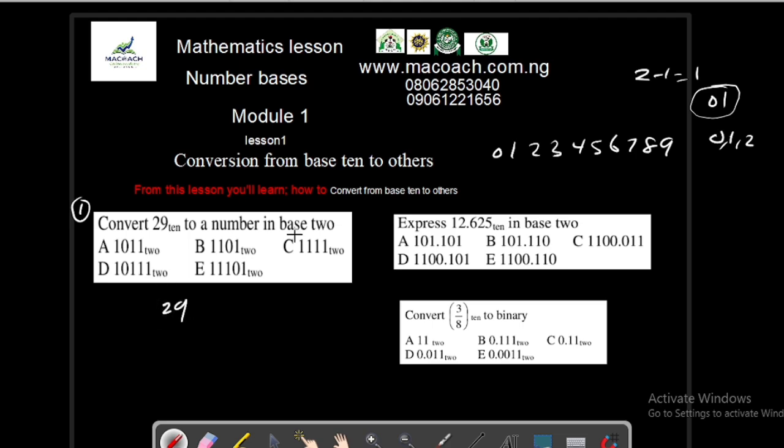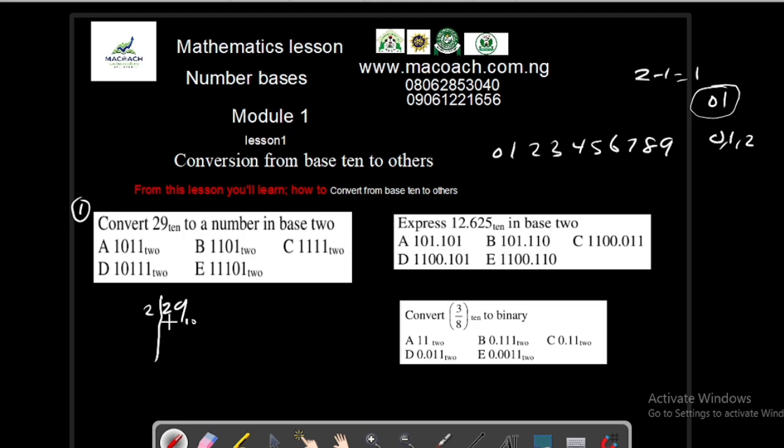We want to convert this number, which is in base 10, to base 2. So it means that you divide the number you are given by the base we are working toward, that is 2. So 29 divided by 2 goes 14 times. What will be your remainder?